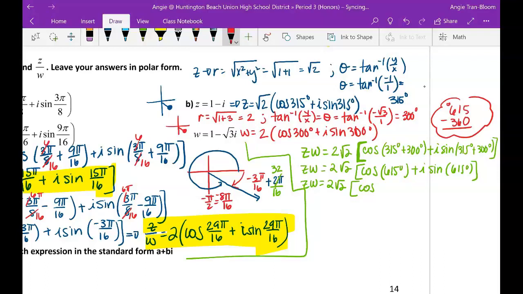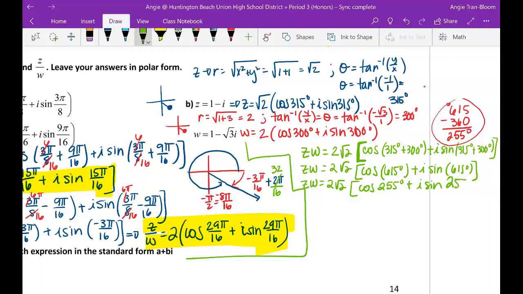Let me confirm really quickly. 615 minus 360 is 255. Okay, so this is now at 255. Take away a revolution. It's the same location as 255 degrees. So that's what we would use instead of 615. And yes, you do have to bring it back to the first revolution. So 255 degrees here as well. So that is the answer if we were to multiply them.